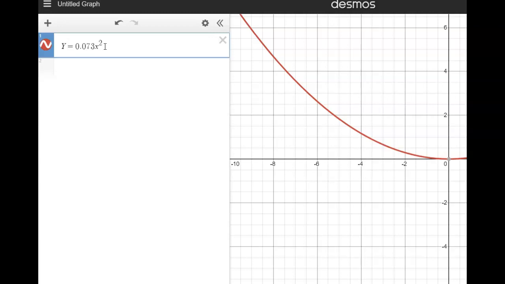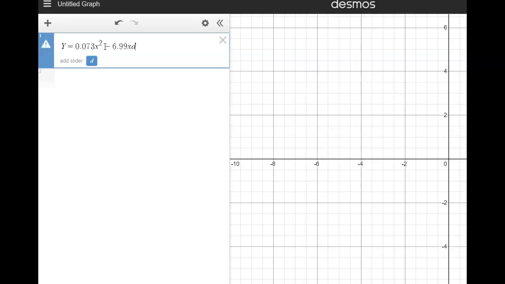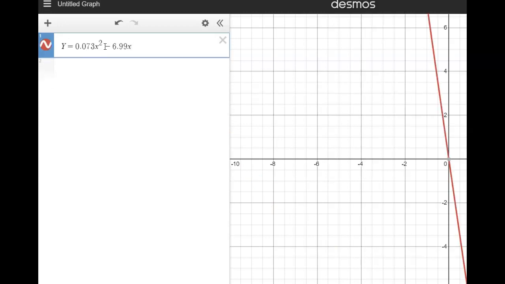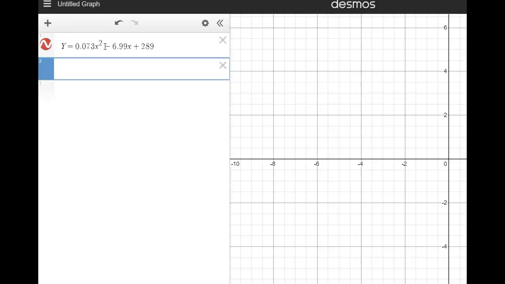So now we have minus 6.99x. And then finally, we are going to have a plus 289, and we press enter. Now, I don't know why I cannot see the graph, so I'm going to go ahead and make this bigger so you could see.